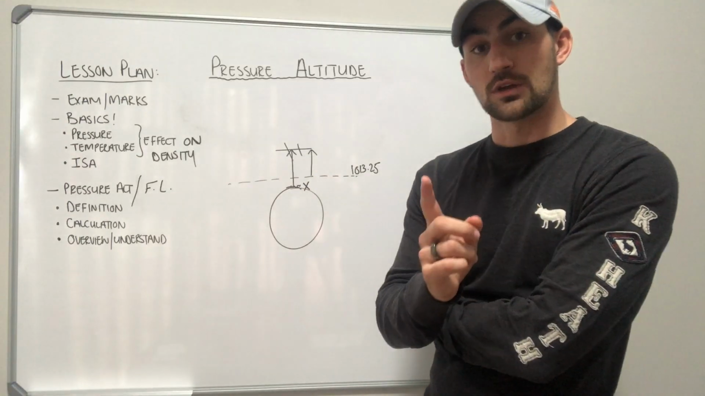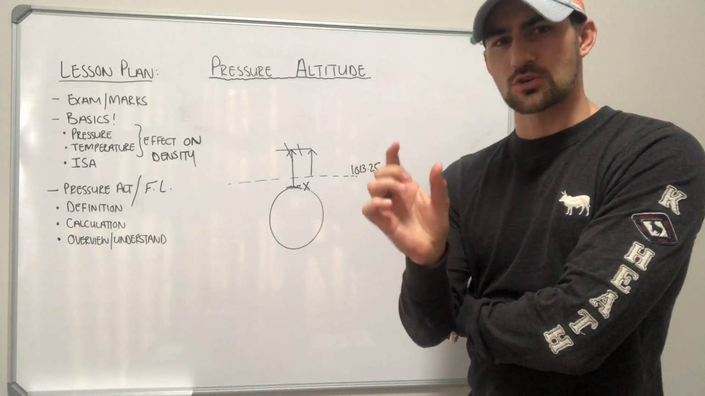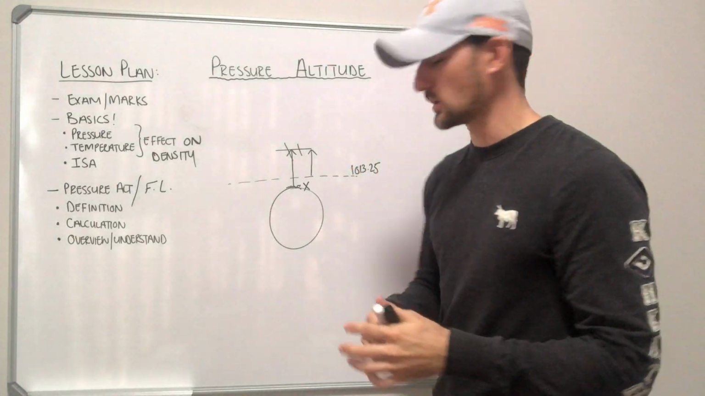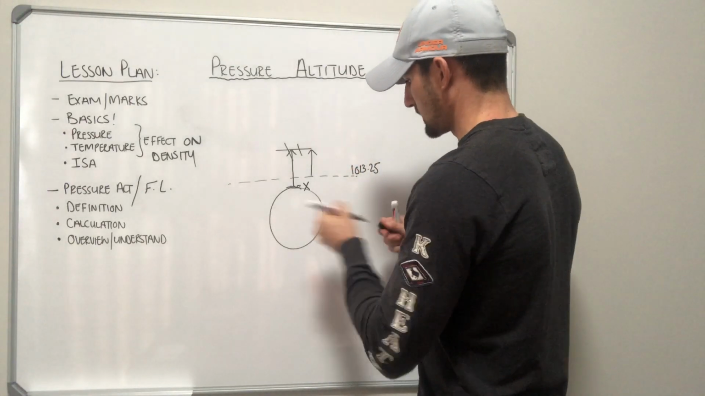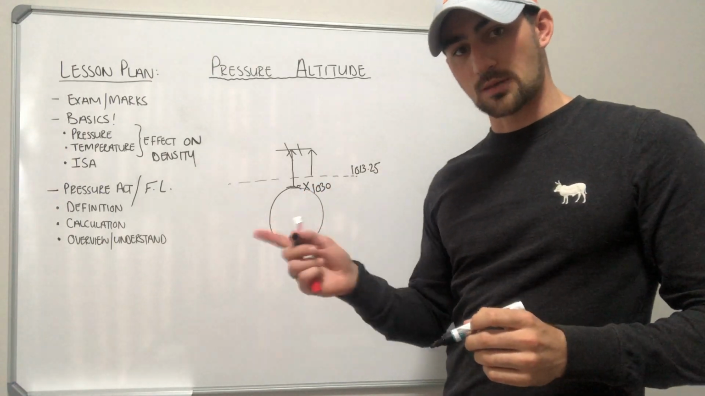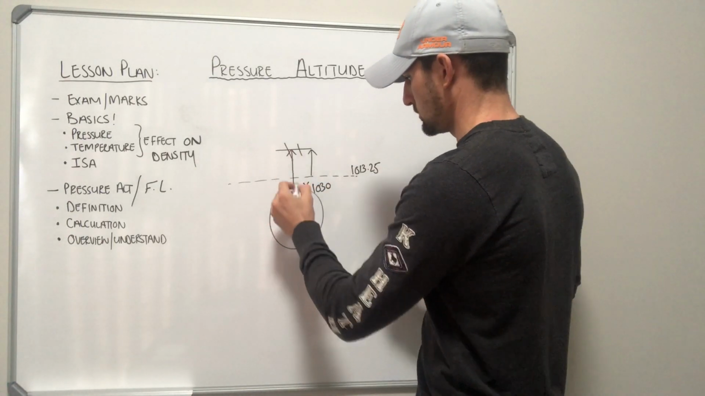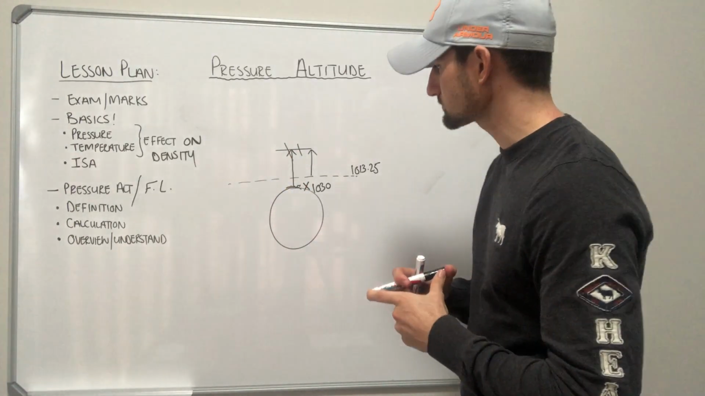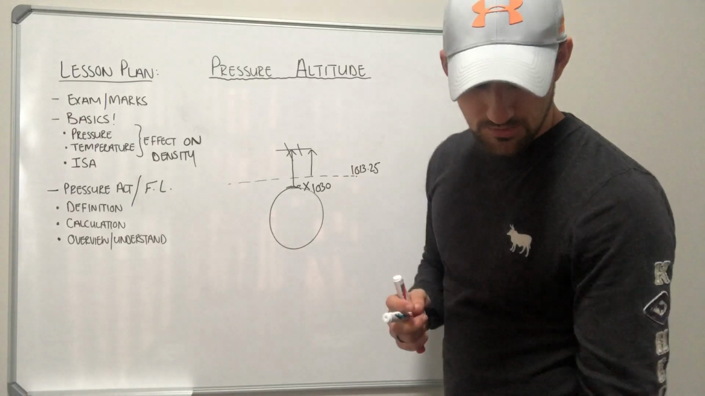And if you put QNH in the subscale, so the pressure at sea level, you need to know this, right? You need to know what QNH is. That's pressure at sea level. So let's say QNH is 1030. If you put QNH in the subscale of the altimeter, it will read you your height above sea level for that pressure.